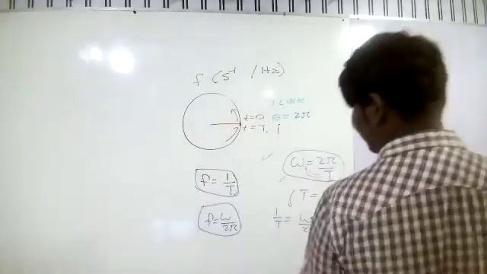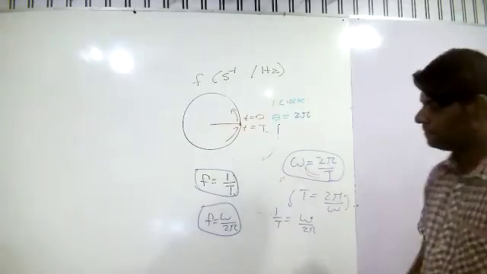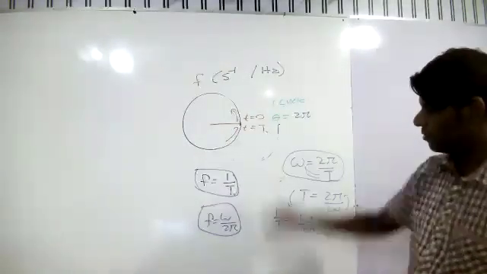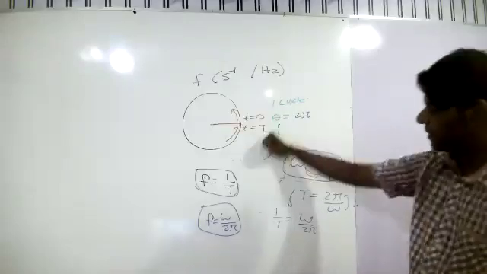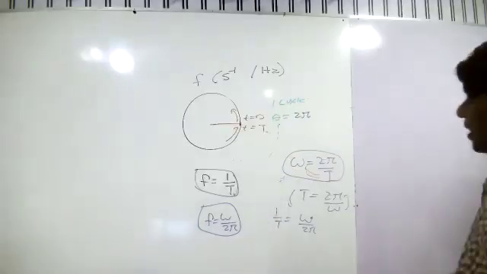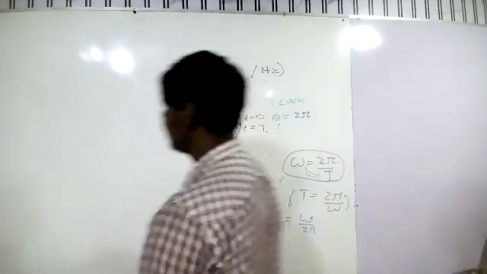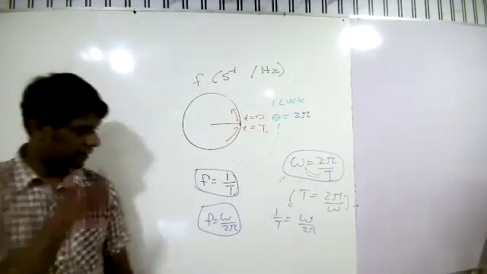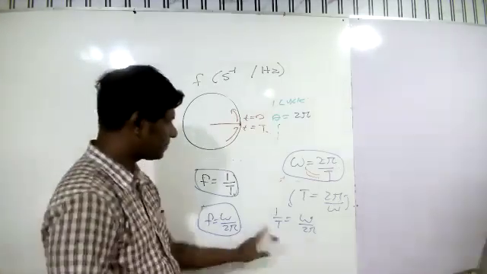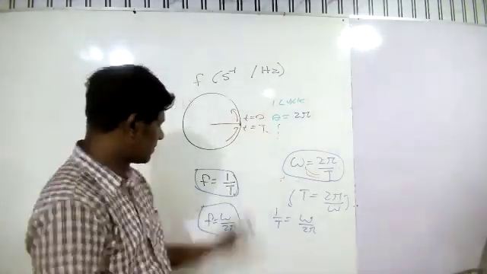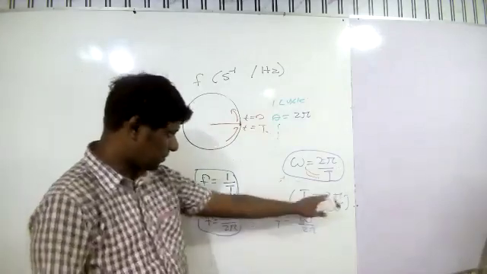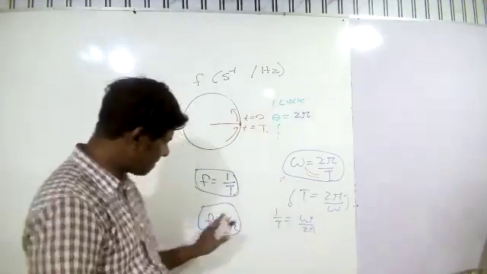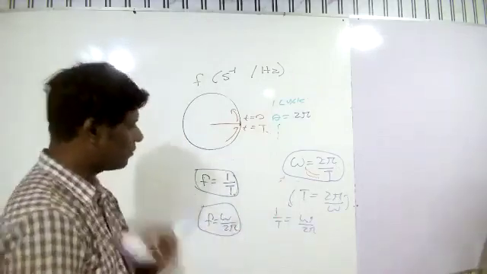1 over T, so T equals 2 pi over omega. 1 over T equals omega over 2 pi. Frequency equals omega over 2 pi.